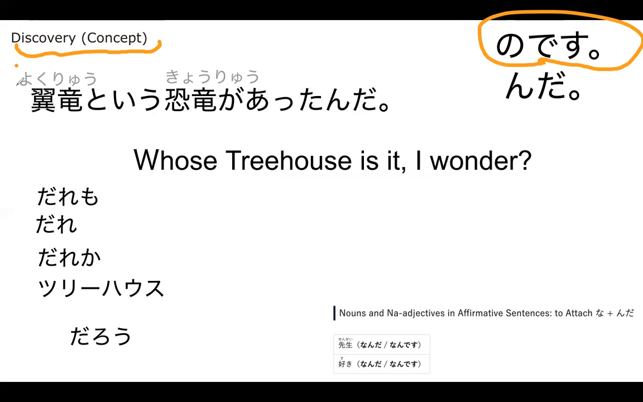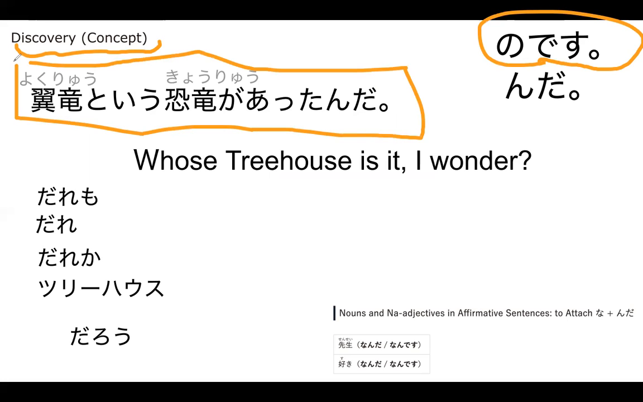Like, for example, can you do me a favor and read this phrase from a while ago in our book? Kyoryu toiu kyoryu ga attanda. It would have been kono jidai that I dropped from this. Kono jidai, which would be during that era. Or sono jidai might be it. Sono jidai. Kyoryu toiu kyoryu ga attanda.